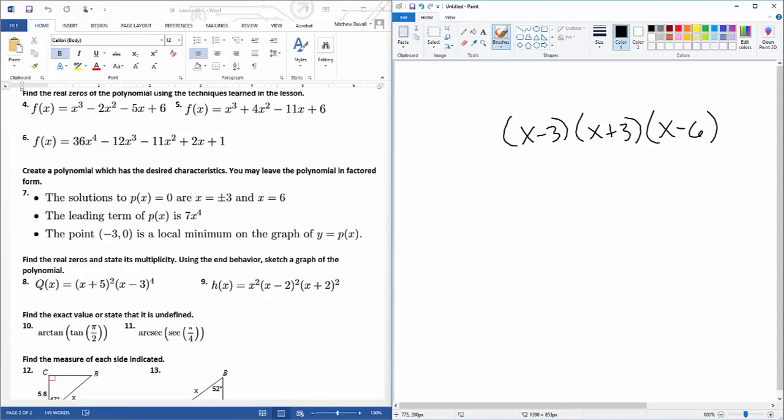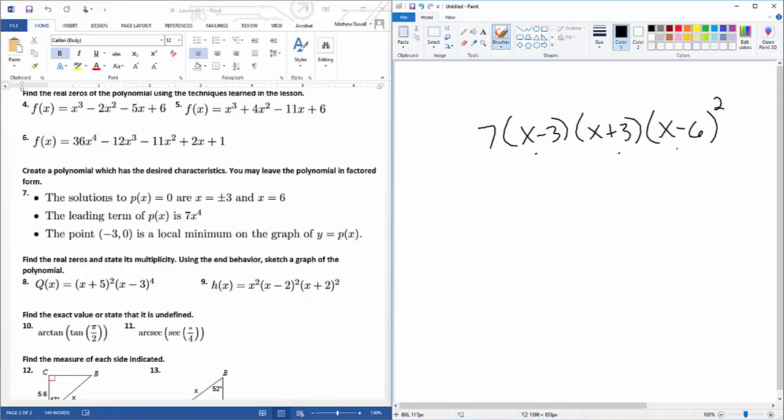Ooh, that's good. So that has to be a 7, but notice so far I only have 3 zeros here. Well, it says I need to have 4 because it says x to the 4th. So maybe I'll make that squared.